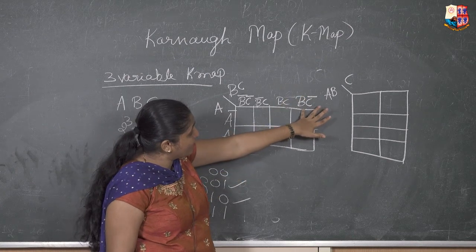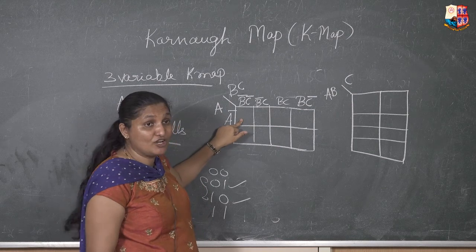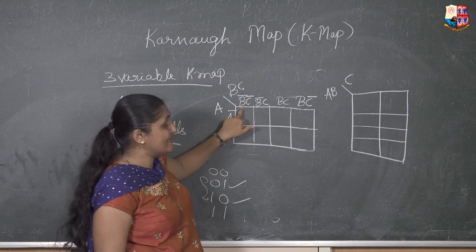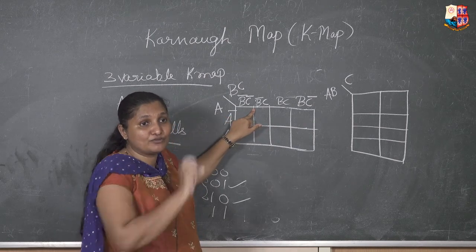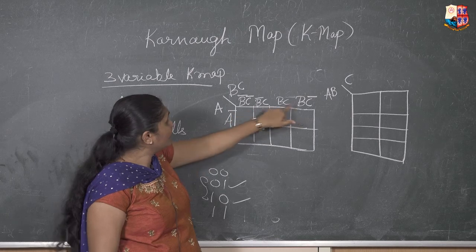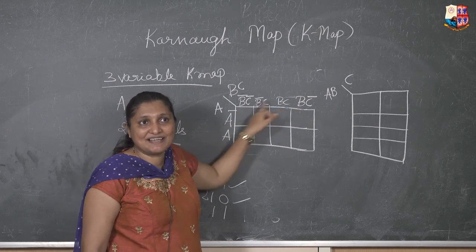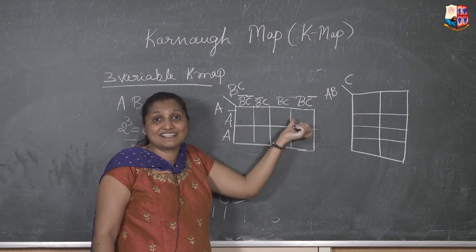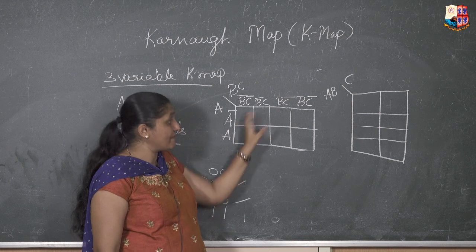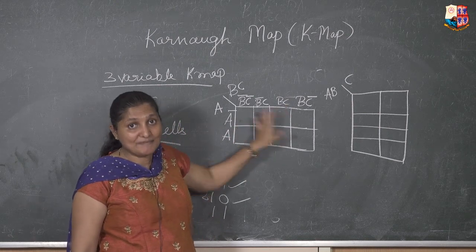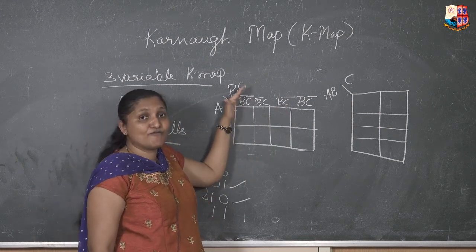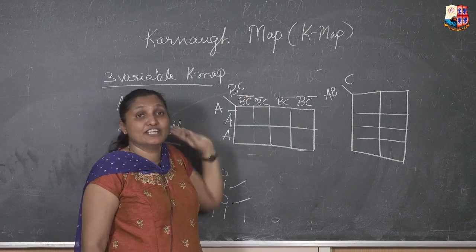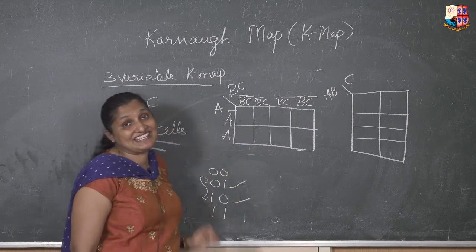And if you come back from the last column to the first column, you observe the last column is BC bar, the first column is B bar C bar. If you take those 2 bits and observe, only B changed, C bar is there in the first column also. So that also satisfies our unit distance property. So whenever you represent variables in the K-map, see to it that when you go from one row or one column to the adjacent one, unit distance is maintained.